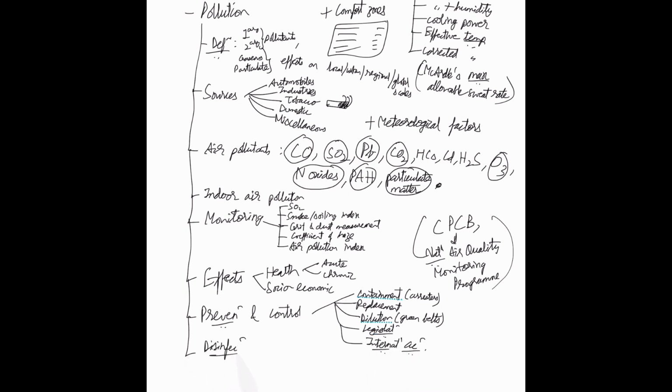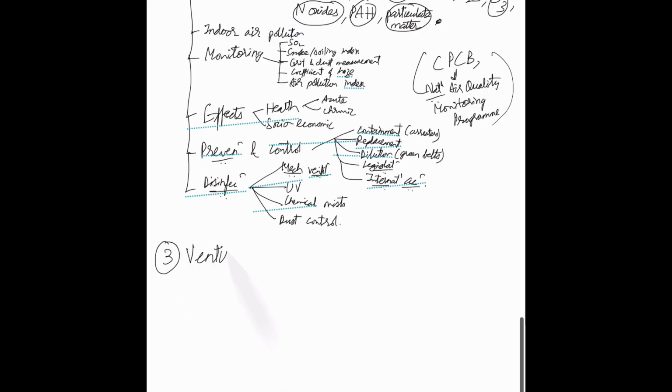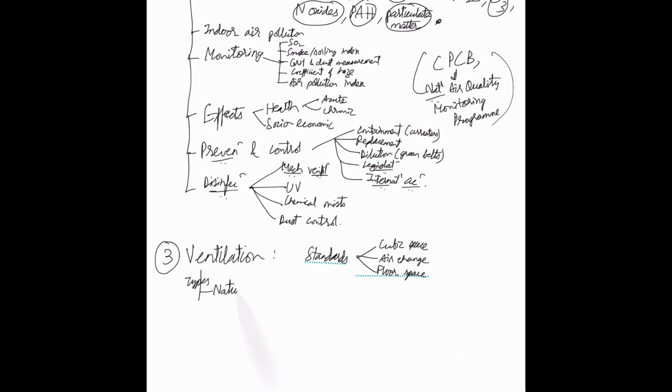Then there's also a note on disinfection of air, in which we talk about mechanical ventilation, ensuring adequate ventilation basically. Then ultraviolet in disinfection, chemical mists, and dust control. We then move on to ventilation. What are the standards of good ventilation? It's described in terms of three things: cubic space, air change, and floor space.